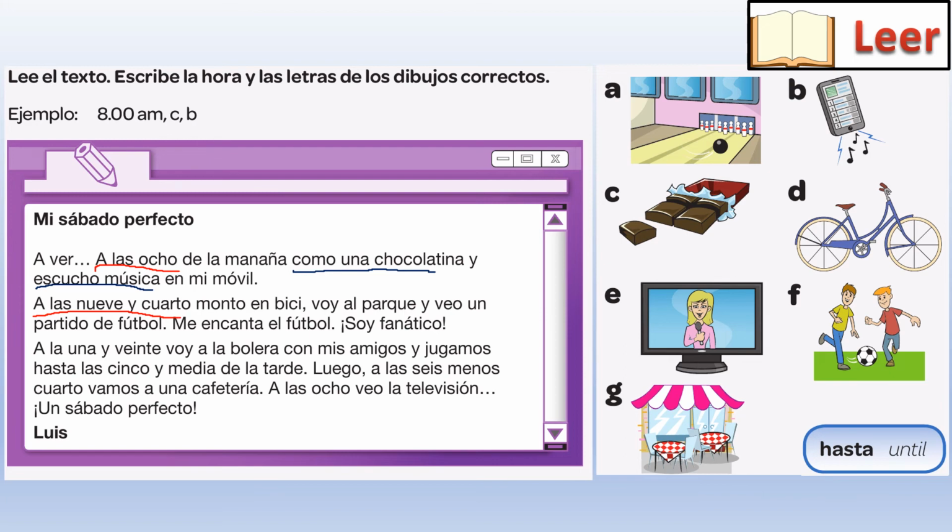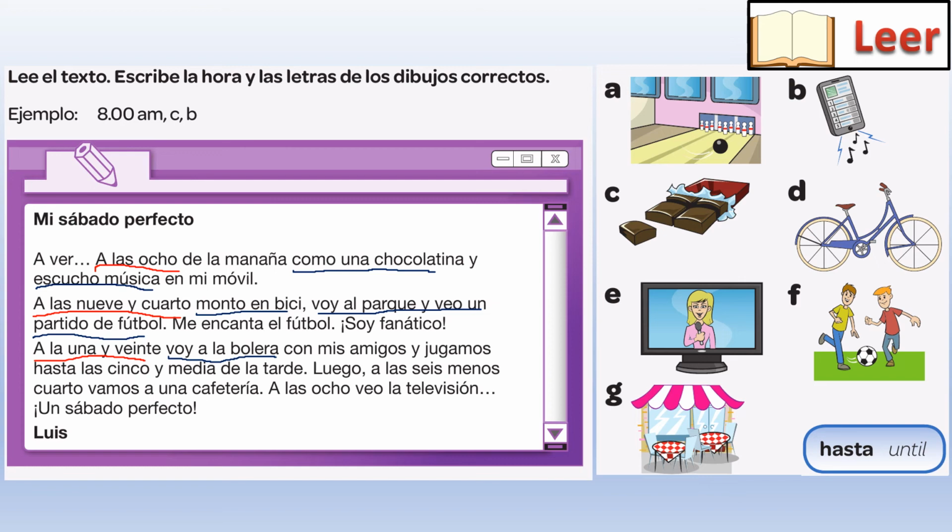Right, the next time we see is a las 9:15. And the activities that Luis does at 9:15 are monto en bici, which is letra D, and voy al parque y veo un partido de fútbol, which is letra F. The next time that we see is a la 1:20, and at this time Luis says voy a la bolera, which is letra A.